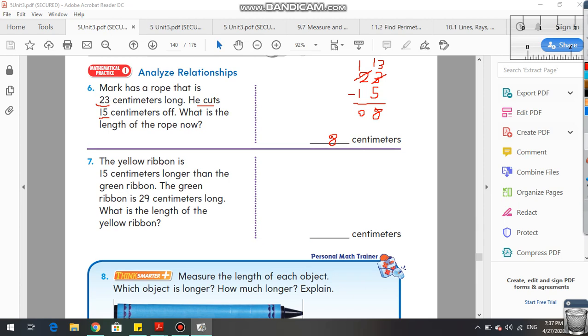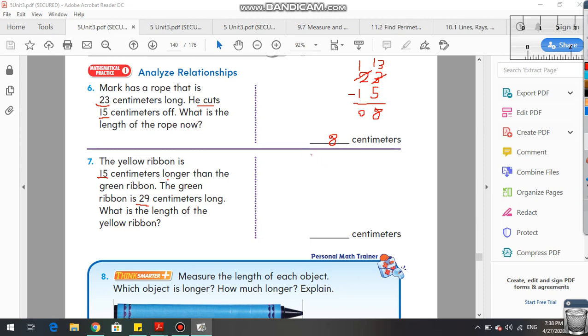Now the yellow ribbon is 15 centimeters longer than the green ribbon. The green ribbon is 29 centimeters long. What is the length of the yellow ribbon? Okay, guys. Yellow ribbon is 15 centimeters longer than the green ribbon. That means yellow is greater than green by 15 centimeters. The green ribbon is 29 centimeters long. So what is the length of the yellow ribbon?